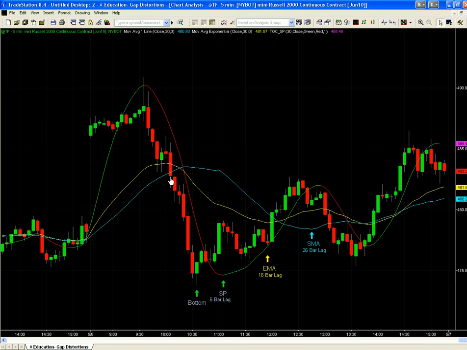We're on the right side of the trade. Now as it crosses over, we're on the right side of the trade here. It crosses over, we're on the right side of the trade.